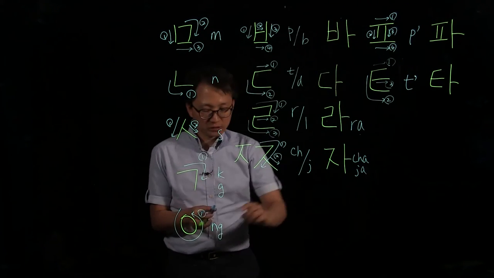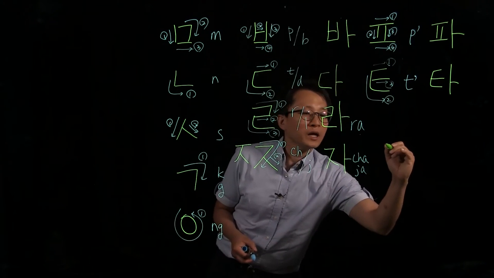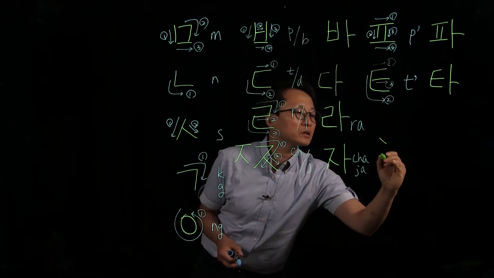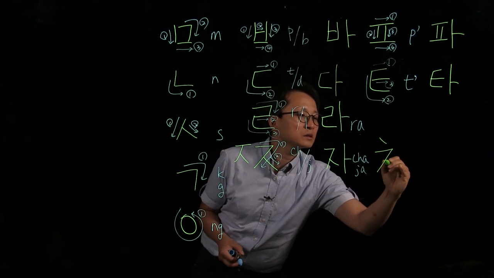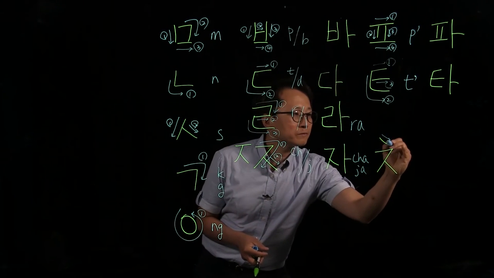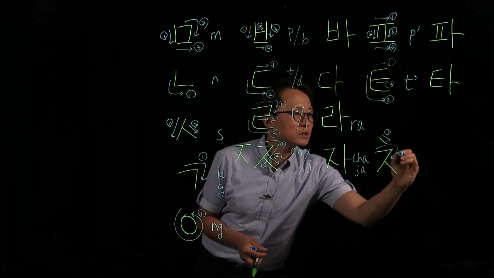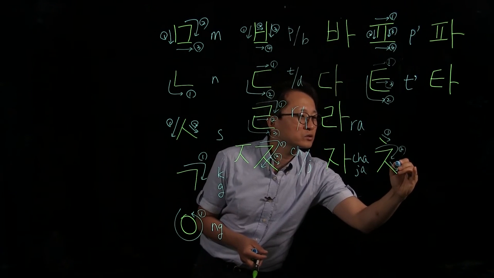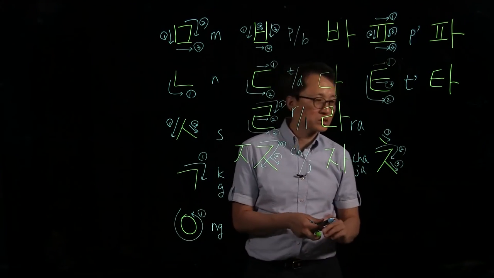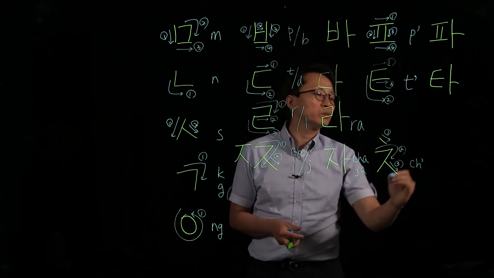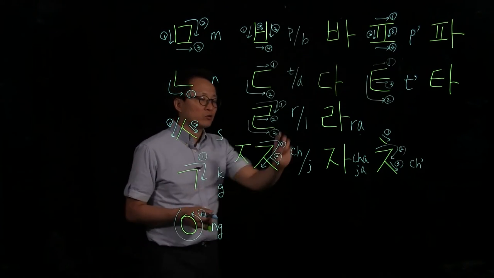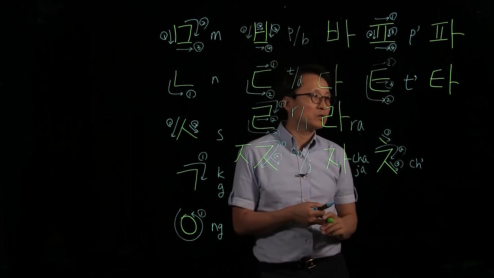And if you know this, the next one is easy. You can add one short line above here, like this, and this, a little bit slanted. So this is the first stroke, second stroke, and third stroke. And its sound value is a strong CH sound. Like this, and you remember how to mark the strong strength of the sound by an apostrophe here.